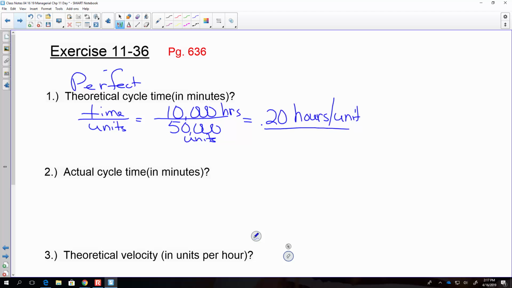And how do I convert this to minutes? This is how long it takes to make one. Well, normally I don't say 0.2 hours. We do minutes, right? So what do I do now to convert this to minutes? Yes, times it by 60 minutes, which is 12 minutes. So in a perfect world, it should take us 12 minutes to make one unit.